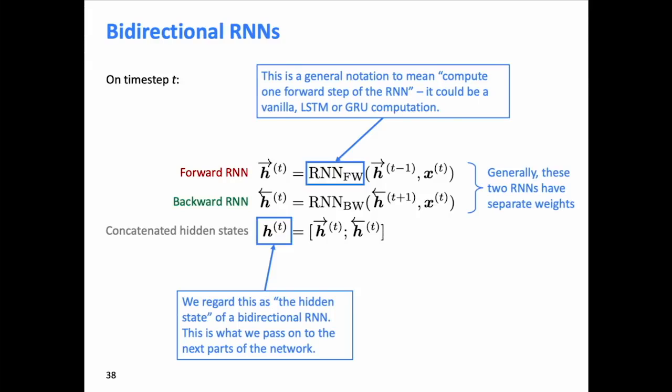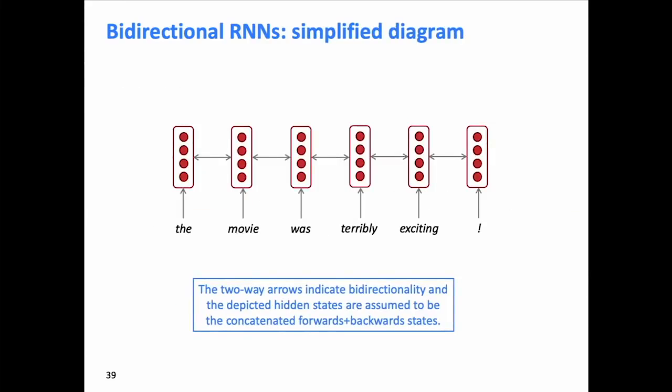So the previous diagram is pretty unwieldy. So here's a simplified diagram, and this is probably the only kind of diagram you're going to see from now on to denote bidirectional RNNs. So all we've done here is we've just made all of the horizontal arrows go left and right to represent that this is a bidirectional RNN. So the other thing you should assume is that the hidden states depicted here, you know, these red rectangles with the dots, you can assume that those are the concatenated forwards-backwards hidden states from the bidirectional RNN.